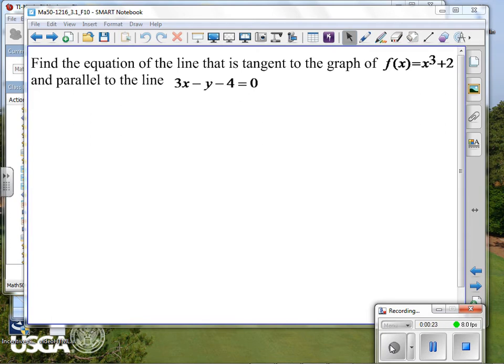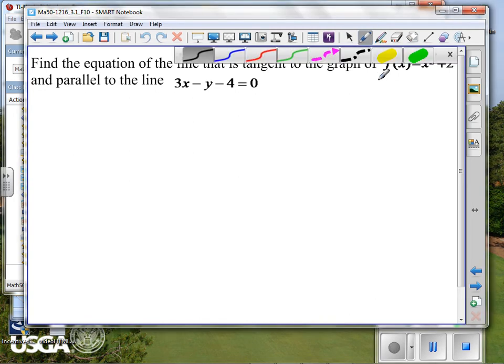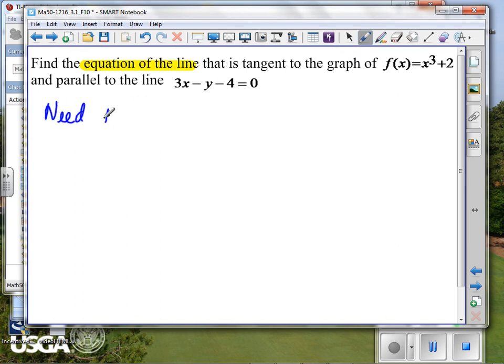If I am wanting to find the equation of a line, make sure we understand what we're looking for. What information do I need? The gradient. Now, what's another word for gradient? Slope. And we need the slope.